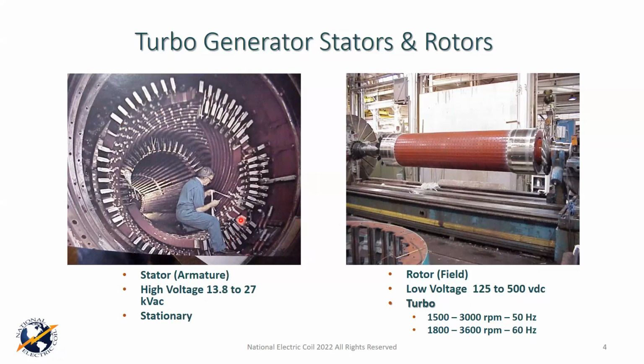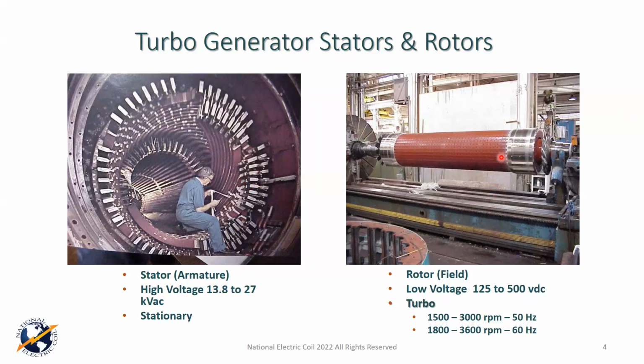There are a few that are getting up to 28, but that's AC voltage, alternating current. And we call it a stator here in the States because it's stationary. But again, the words stator and armature are kind of used interchangeably. Over here on the rotor, this is DC voltage.